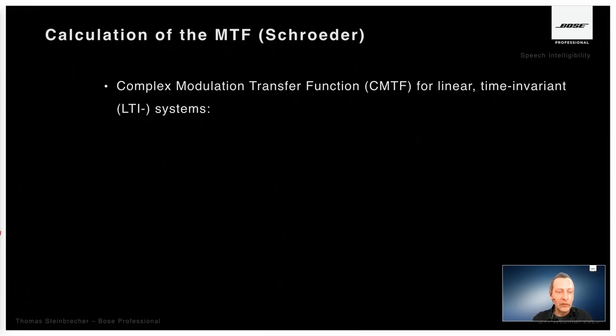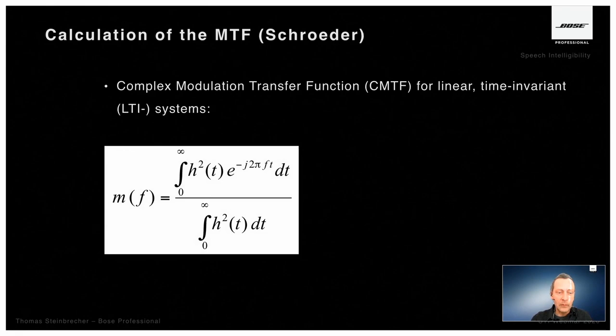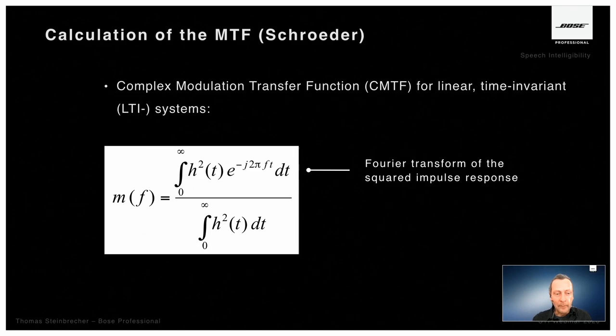Now, this is probably the only formula for today. I'm not exactly sure, but wow, an integral. No, two integrals. So you don't have to understand this in detail. So what we are trying to do here is we are taking a so-called Fourier transform of the impulse response, to be exact, from the squared impulse response.